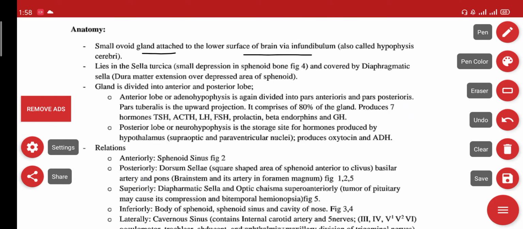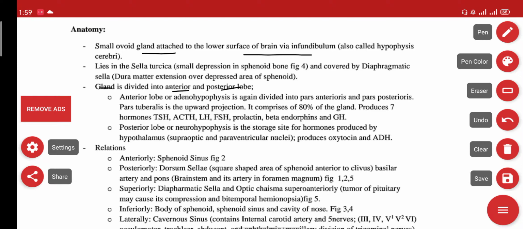Now the gland is divided into anterior and posterior lobe. The anterior lobe, or the adenohypophysis. Adeno, you know, refers to gland. So it is mainly the anterior lobe that is the true gland. The posterior lobe is more of a storage site. It is not mainly a gland itself, because it does not secrete any hormones itself. We will see it shortly.